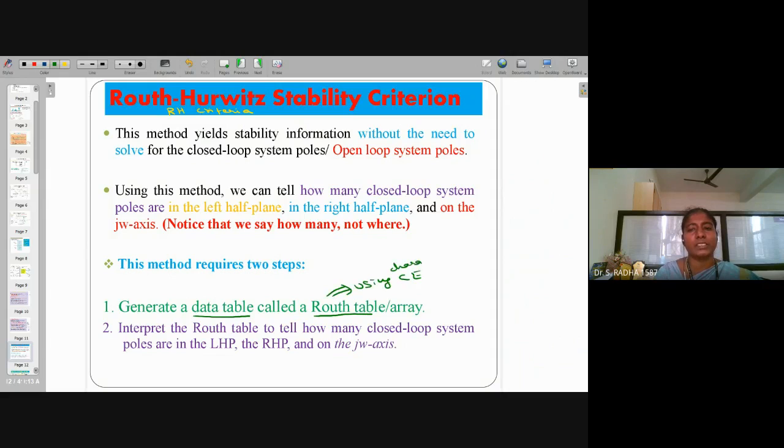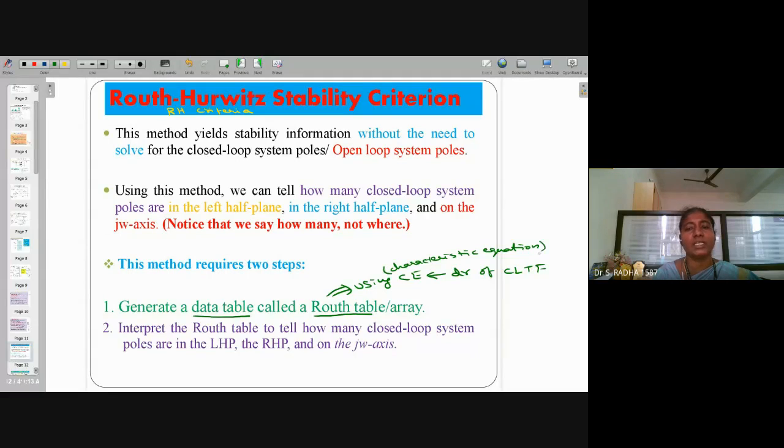So what is the characteristic equation? Definitely you will have a question in the second internals. It may be a one word answer or any model. What is the definition of the characteristic equation? It is the denominator of the closed loop transfer function.